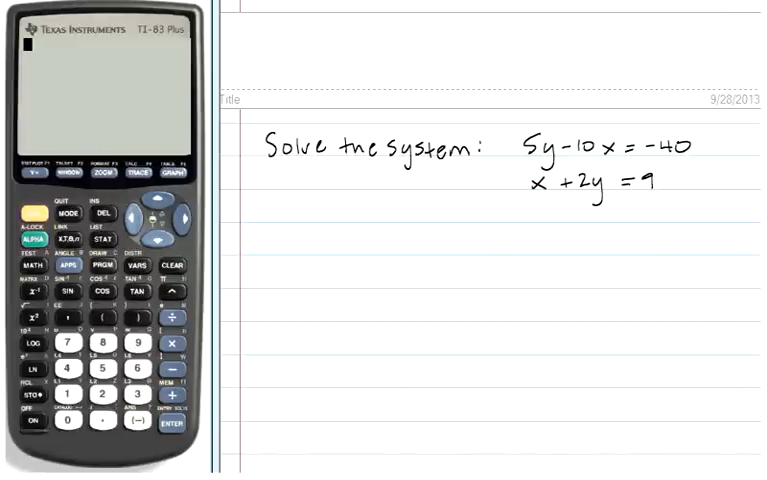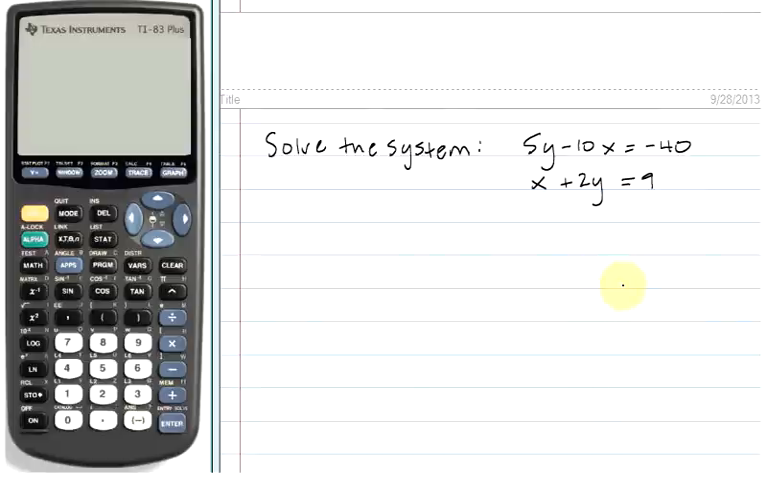So to get started, I would like to show you this process using the example that I have here on the screen. We're going to solve the system where the first equation is 5y minus 10x equals negative 40, and the second equation is x plus 2y equals 9.